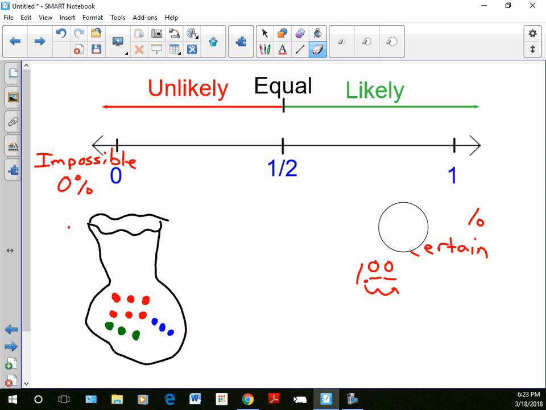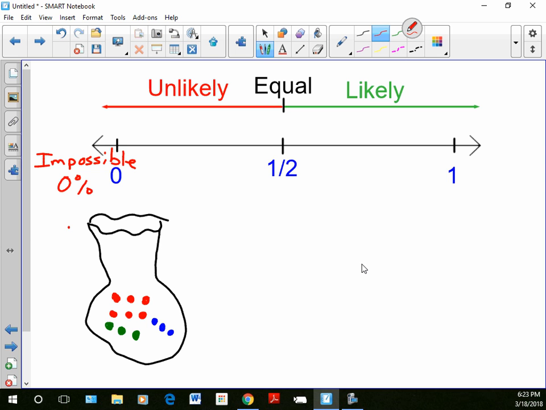Now, why do I have a half up here? Well, if you notice up above, it says the word equal. Now, what is the chance of me pulling a red out of this bag? Well, what is the total possible outcomes? Well, the total possible outcomes is 12. There's 12 marbles in the bag. And there's 6 red. So that's a 6 out of 12, which is 1 half.